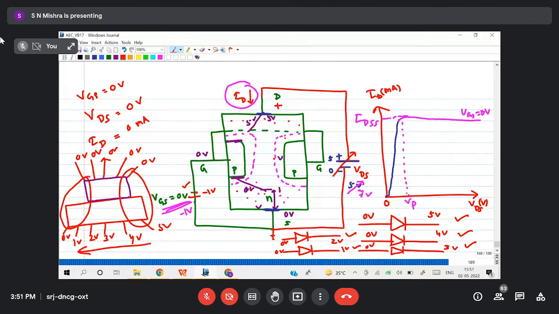We will come to saturation later. First tell me, will the depletion region be more or less? Less, sir. Depletion region less. Is the junction more reverse biased or less reverse biased if I connect -1?